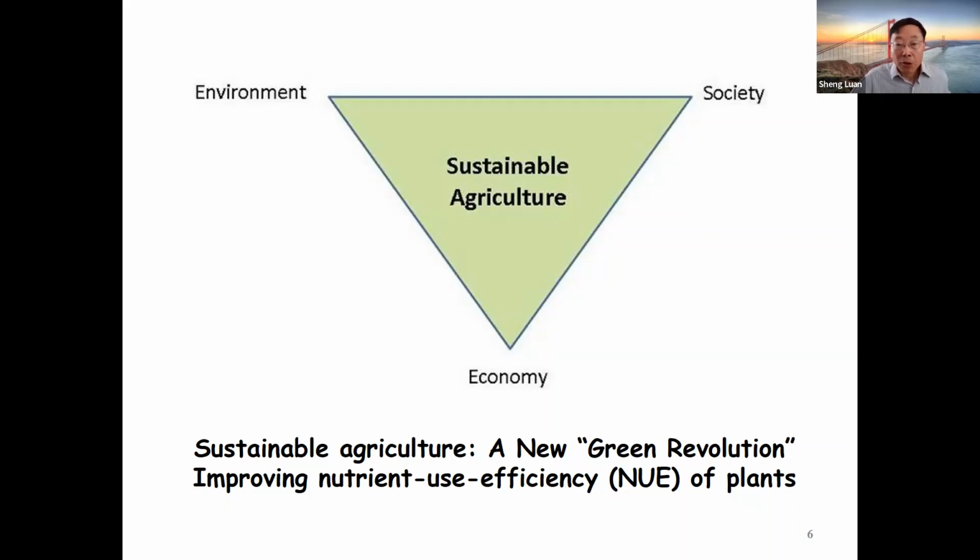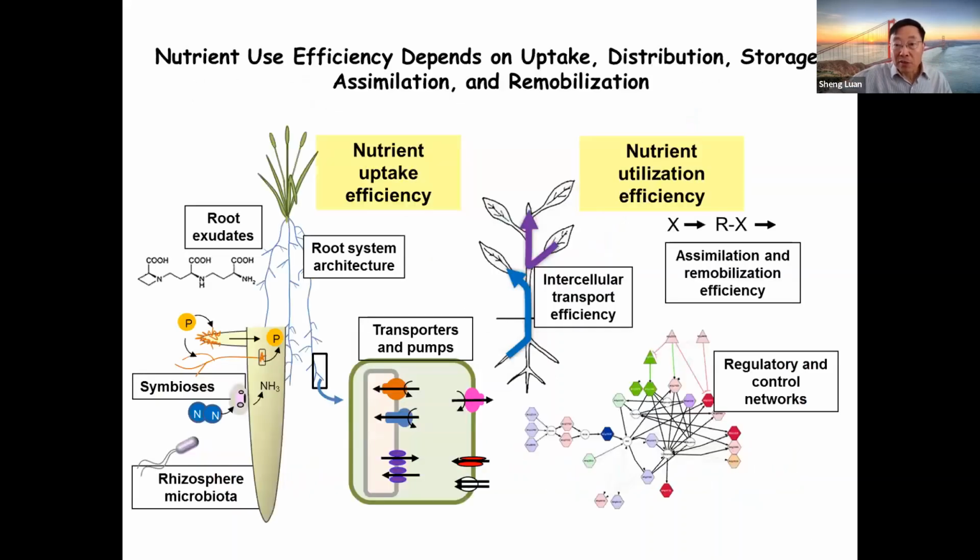So to reduce fertilizer use specifically, I think the general strategy is really to improve the nutrient use efficiency of the plant. The NUE, or nutrient use efficiency, is determined by many factors, including uptake of the different minerals, distribution to different organs, storage of the nutrient, and reallocation during development, for example, from vegetative growth to reproductive growth development.